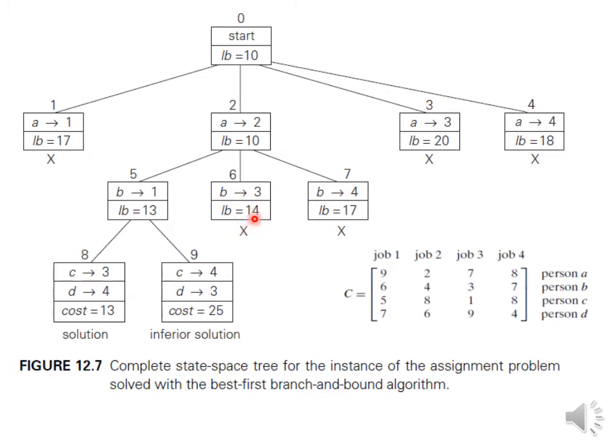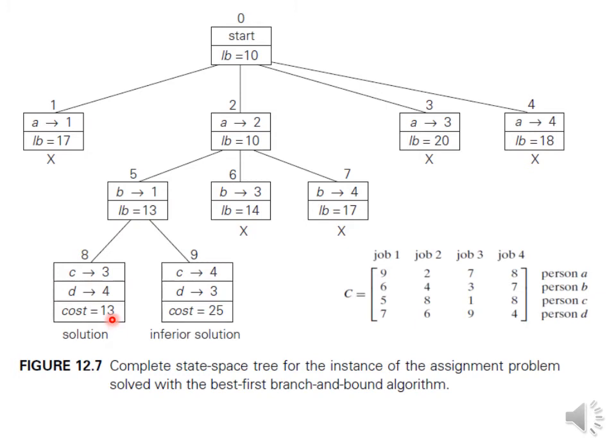The same logic applies here also. The lower bound here is 17. It means if you expand this particular node, the assignment cost is definitely greater than or equal to 17, not better than 17. Already we have a good solution with 13, so this is also not expanded. Now we go to the previous level, where here it is 17, here it is 20, here it is 18. All three lower bounds are not better than 13.